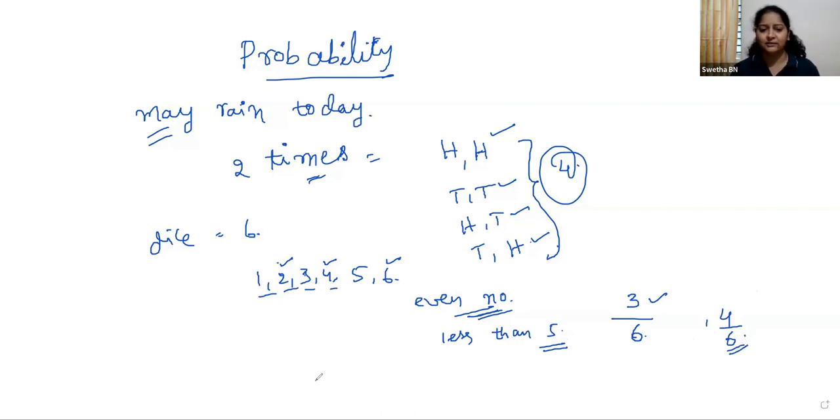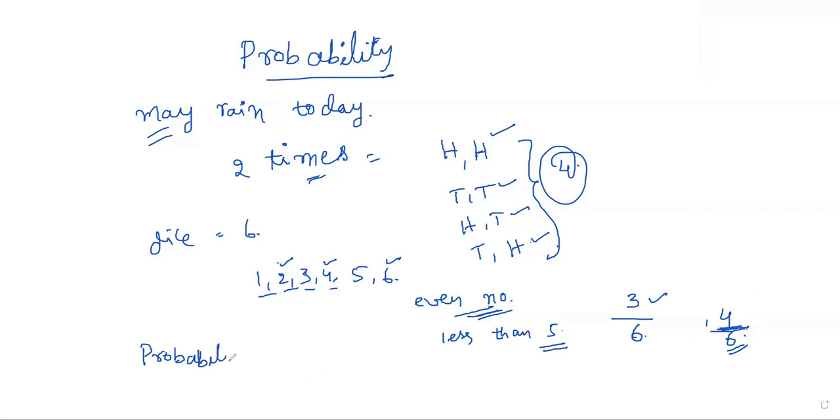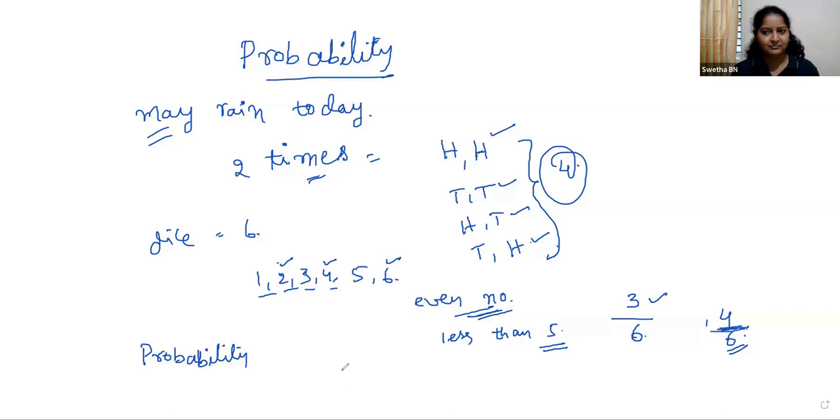And what is the value of probability always? Is it greater than 1 or 0, or what is the answer? The value of probability will be what? Equal to 1 or more than 1? More than 1. Okay. See, both are 6, so you will get 1. It will not be less than 1, right?